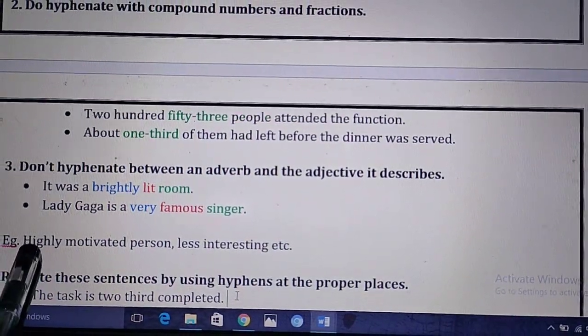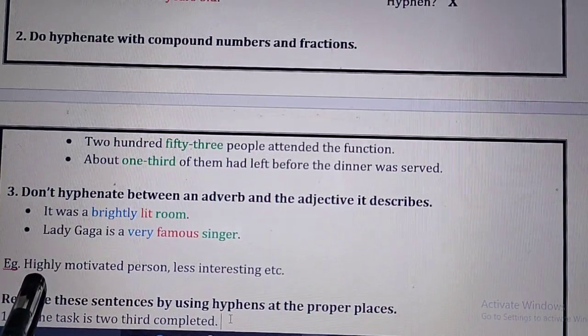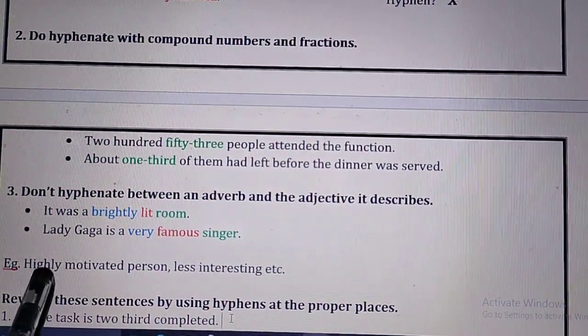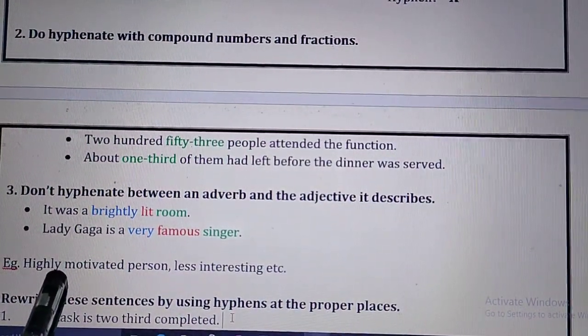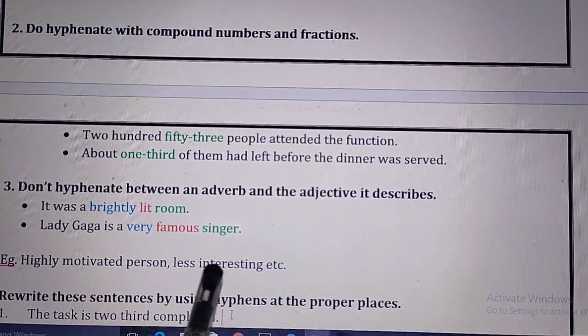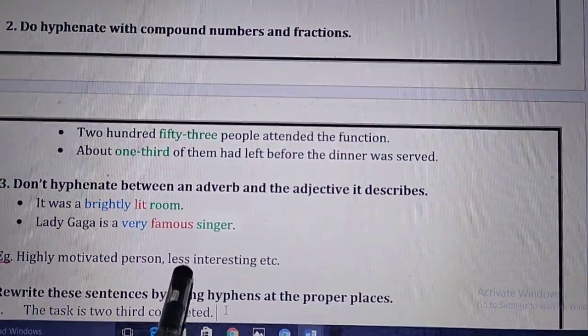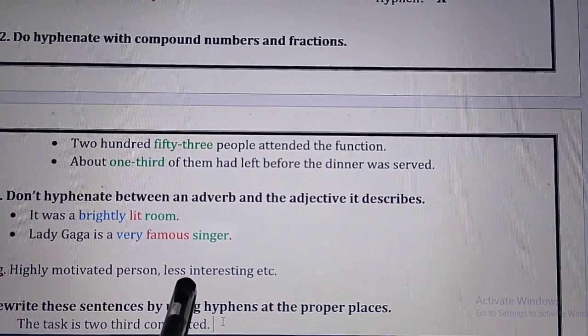Let us see more examples. Highly motivated person. Here ly is there, and highly is an adverb, so we won't use a hyphen in this combination. Less interesting. Less is an adverb, interesting is an adjective. So we shall not use a hyphen here.